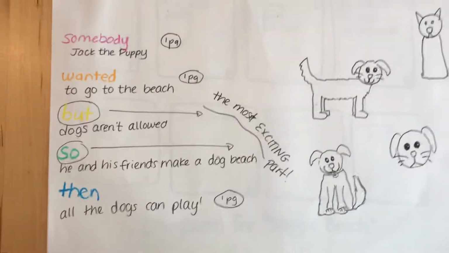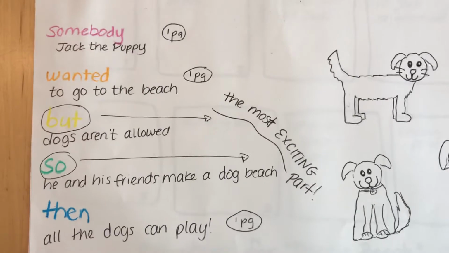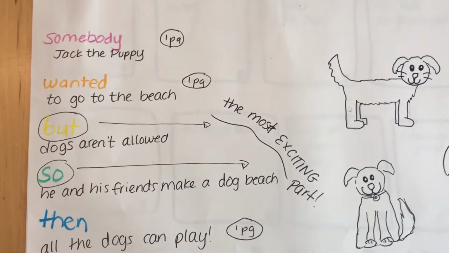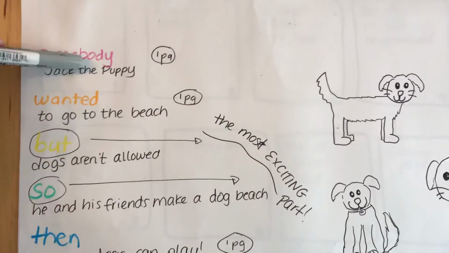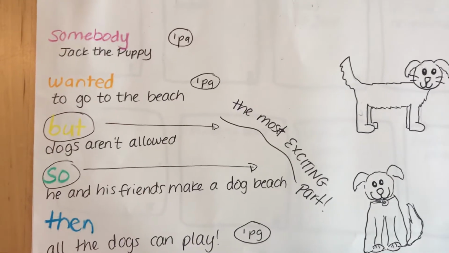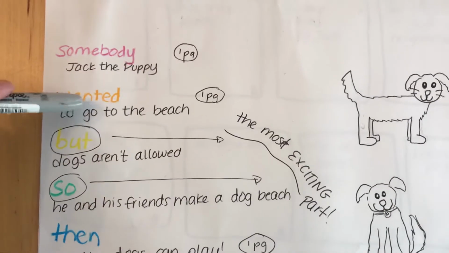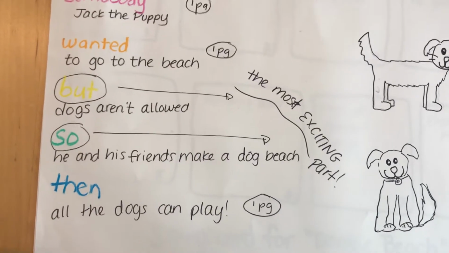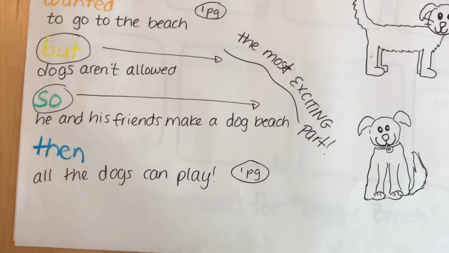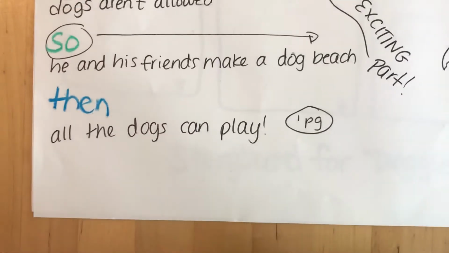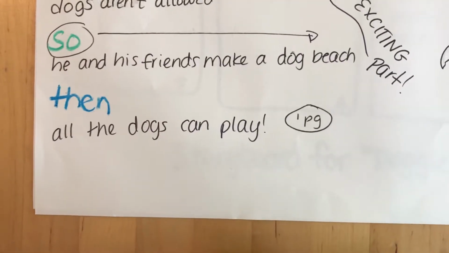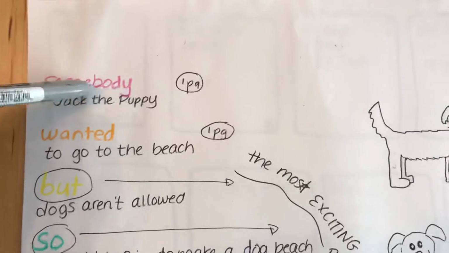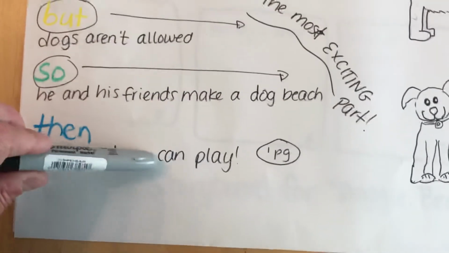Our books in our illustrator kits are 8 pages long. So I decided that I would use 1 page to introduce my main character, who is Jack the puppy. I'd use 1 page to talk about how Jack wanted to go to the beach. And I'd use 1 page to end my story about how all the dogs can play at the dog beach that they made. So that's 1, 2, 3.